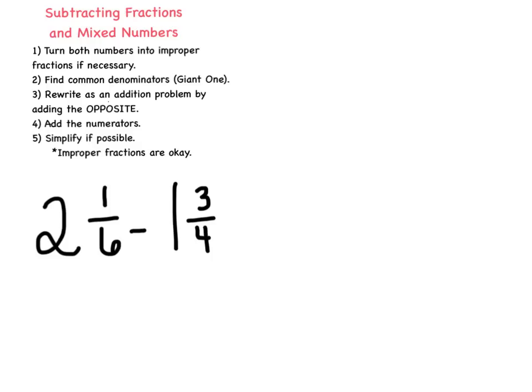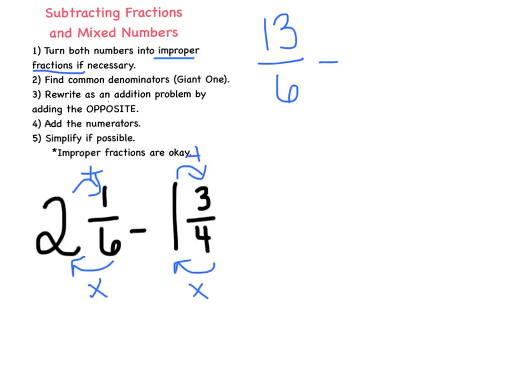Our first problem is 2 1/6 minus 1 3/4. So let's start by turning both numbers into improper fractions first. Well, 6 times 2 is 12, plus 1 is 13. Denominator stays the same, minus... Now I've got 4 times 1 is 4, plus 3, we have 7/4. So our new subtraction problem is 13/6 minus 7/4. Now let's look for what we could use for our common denominator. Our least common multiple of 6 and 4 is going to be 12.